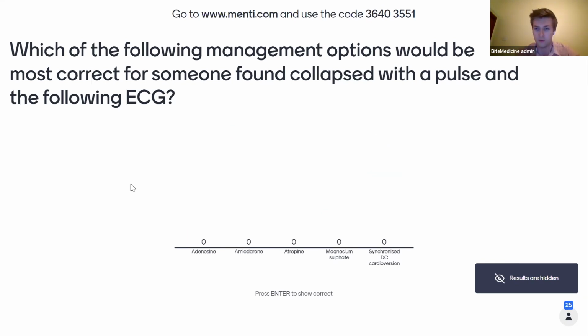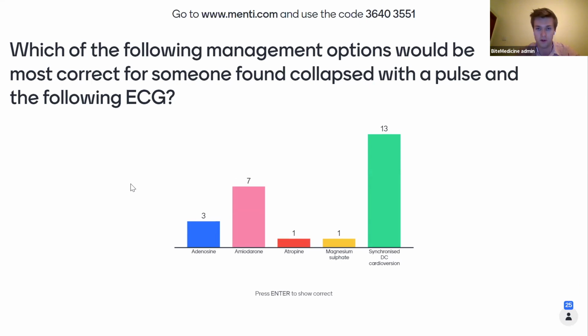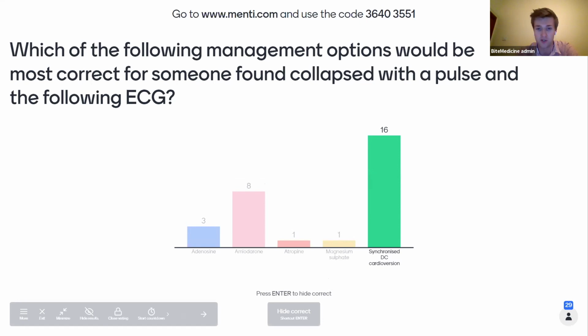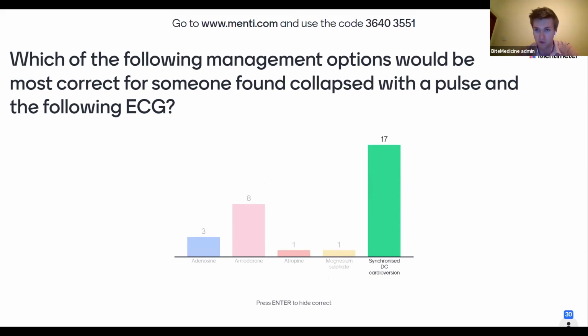Okay, so let's see what people have gone for. So the majority have voted for synchronized DC cardioversion. Fantastic stuff. Yeah, that's absolutely right. So I'm delighted that we've kicked off with a strong start there. So if we head back to the slides, we can have a bit of a chat through why that is the correct thing to do.